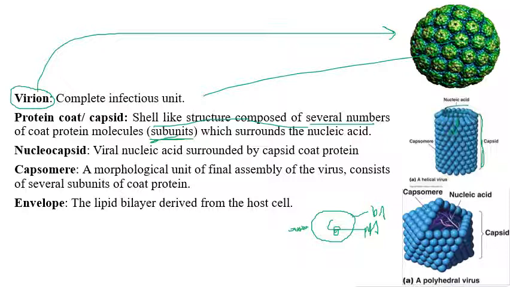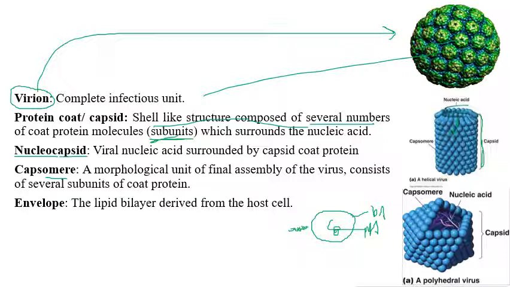The second one is nucleoprotein, in the sense nucleocapsid, the combination of viral nucleic acid as well as capsid, that is protein coat. So the combination of nucleic acid and capsid is called nucleocapsid, which comprises nucleic acid as well as protein coat. And the next one is capsomere.